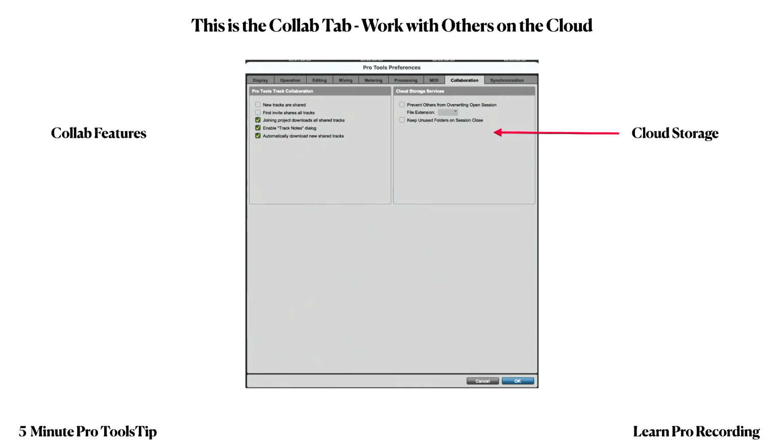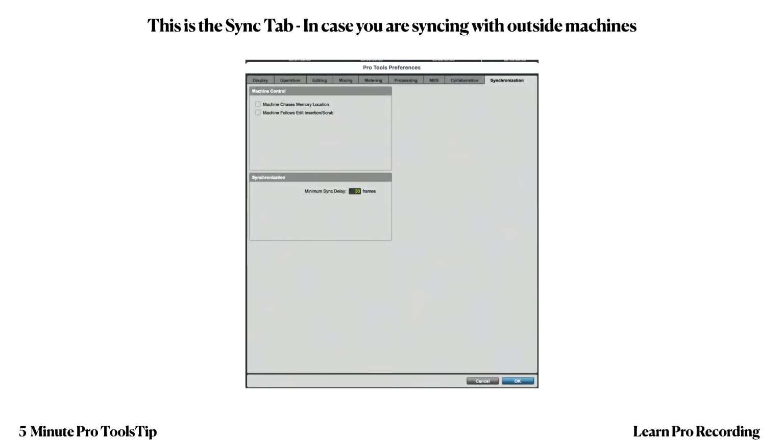Honestly, the amount of cloud storage that comes with Pro Tools as a default is not enough to work even on one song, so you're going to end up buying more cloud storage anyway. This is where you can change that, and make it work a different way for you. Okay, so there you go. That would be the sync tab.